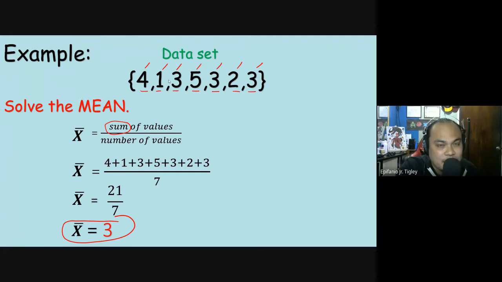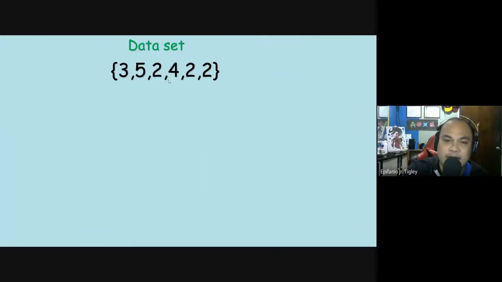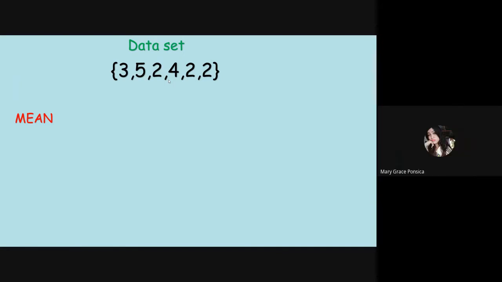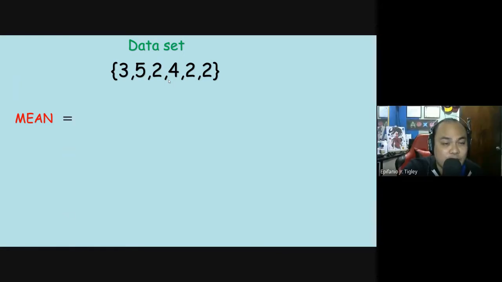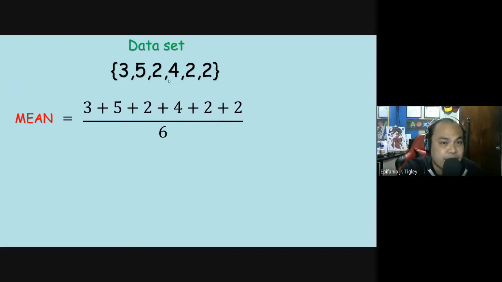Any questions about our first example? Wala, sir. Okay, let's go to our second data set. So we have here the mean. So what are you going to do with this? Add. So meaning what happens here, that's 3 plus 5 plus 2 plus 4 plus 2 plus 2.